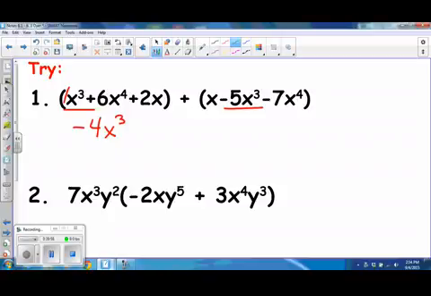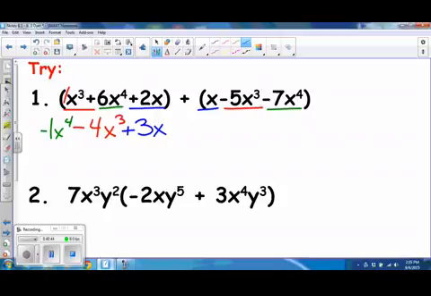Then I have x to the fourth. So x to the fourth and negative 7x to the fourth. 6x to the fourth and negative 7x to the fourth. So 6 minus 7 is negative 1x to the fourth. I put that one first because you want your variables in order from their highest exponent down to the lowest. Now, if you have it mixed up, the answer is still technically correct. It's just in a different order, okay? And then we have 2x and 1x is 3x.